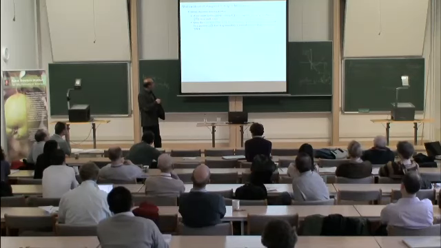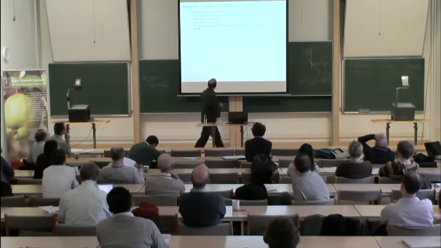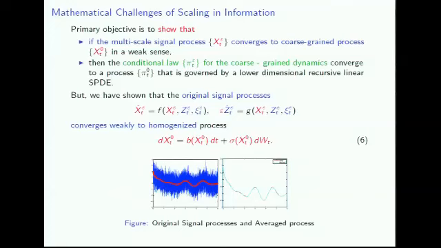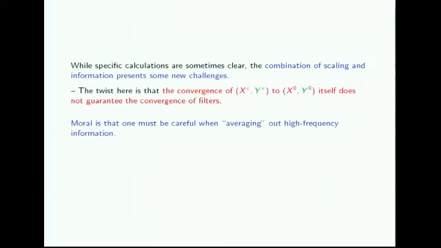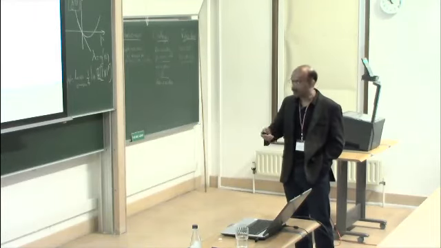If that can go to there in a weak sense, does the filter go to here? And we want to show it does, with some bells and whistles. That's the question we want to ask. The problem is that just because X epsilon goes to X0 and the observation goes to something called Y0 does not imply easily that the filter goes to it. You have to work on it.